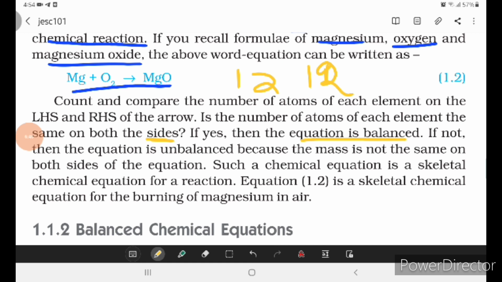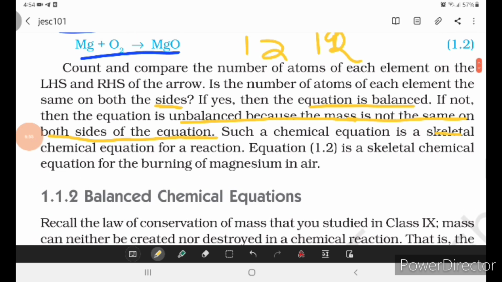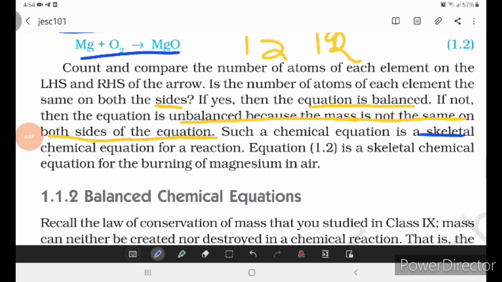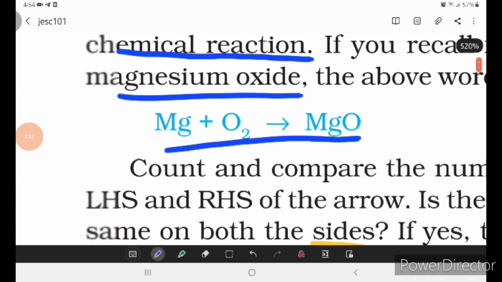If not, then the equation is unbalanced equation, because the mass is not same on both sides of the equation, right? Such a chemical equation is called a skeletal chemical equation for a reaction. That is, the unbalanced chemical equation is called a skeletal chemical equation for a reaction. The skeletal chemical equation for the burning of magnesium in air is Mg plus O2 gives rise to MgO.